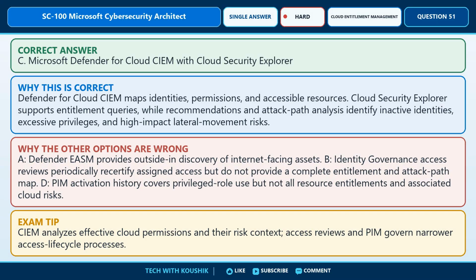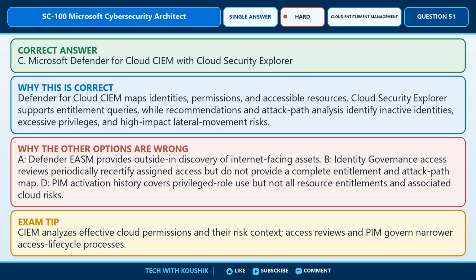The correct answer is option C, Microsoft Defender for Cloud CIEM with Cloud Security Explorer. Here's why. Defender for Cloud CIEM maps identities, permissions, and accessible resources. Cloud Security Explorer supports entitlement queries, while recommendations and attack path analysis identify inactive identities, excessive privileges, and high-impact lateral movement risks. Why are the other options not correct?